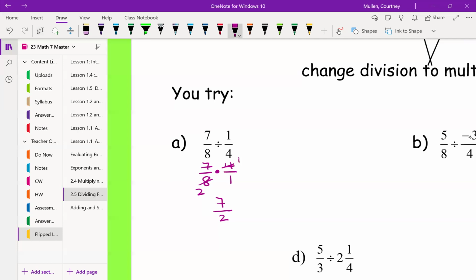We have an improper fraction, so we're going to convert it back to a mixed number. How many times does 2 go into 7? 3 times. 3 times 2 is 6. So we're left with a remainder of 1. So 3 is our whole number, 1 is our numerator, and our divisor is our denominator.